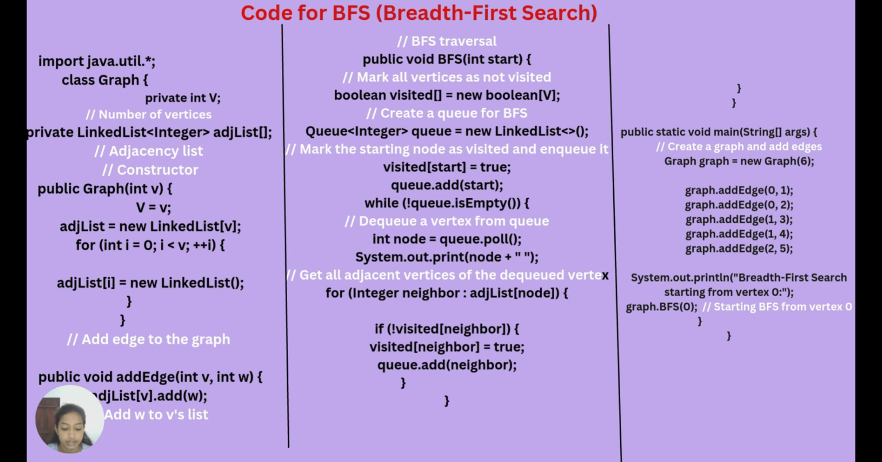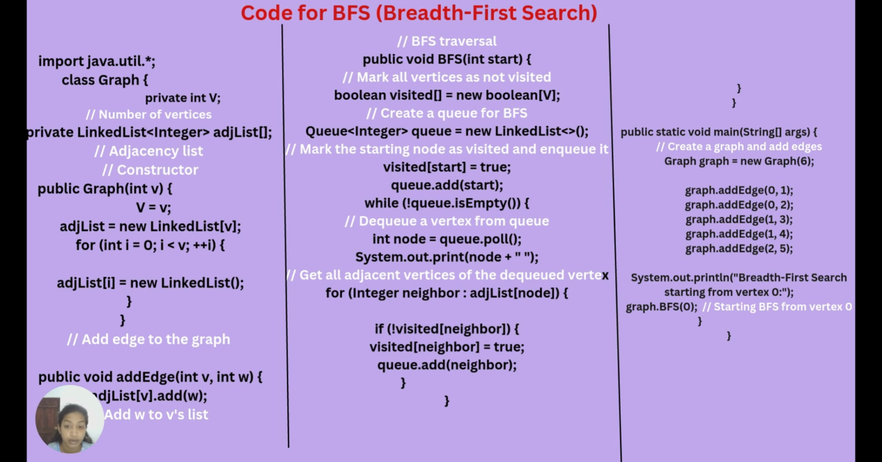BFS(integer start). This method performs a breadth first search. Traversal starts from a given vertex, start. Queue: BFS uses a queue to explore nodes level by level. The visited array keeps track of whether a vertex has been visited to avoid cycles and revisiting nodes. Initialize visited, an array that tracks whether each vertex has been visited.